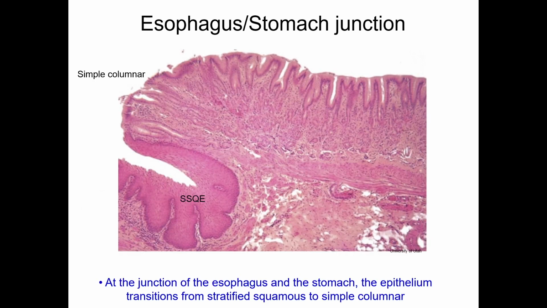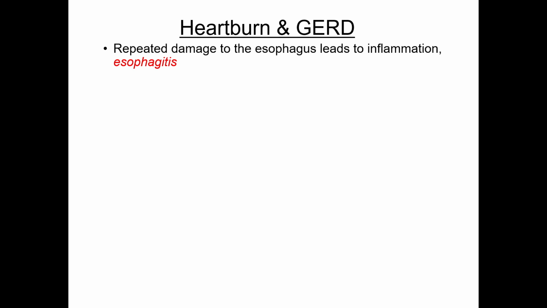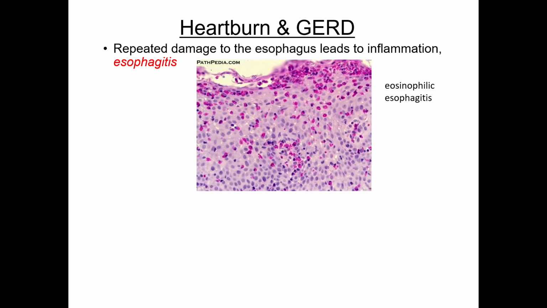At the junction between the esophagus and the upper region of the stomach, the cardia, the epithelium transitions from non-keratinized stratified squamous epithelium to the simple columnar epithelium of the stomach. Repeated damage to the esophagus can lead to inflammation and esophagitis. Often this inflammation involves the abnormal appearance of eosinophils in the esophageal mucosa, and this condition can result from a chronic allergic or immune condition.